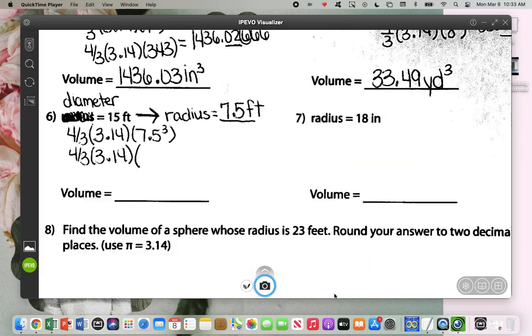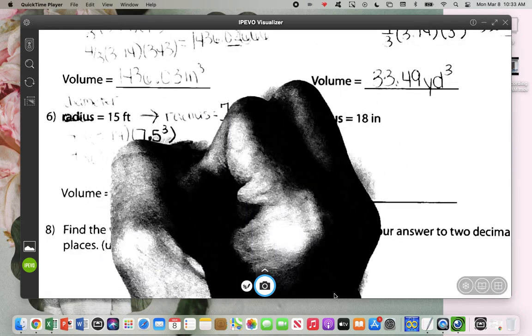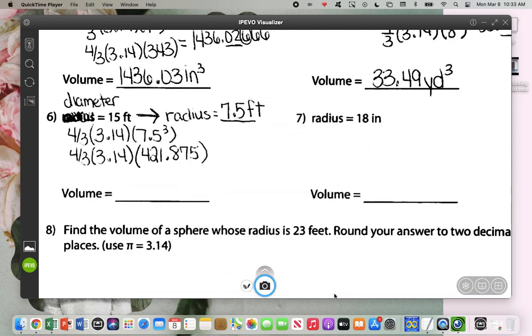All right, and we get a decimal, right? Now say, Jonathan, what do you get when you take 7.5 to the third power? 421.875. I agree with that as well. So we are actually going to leave it as 421.875. We're not going to round that. We're going to multiply all of this out and then round at the very, very end. So we're going to take 4/3, or 4 divided by 3, times 3.14, times 421.875.